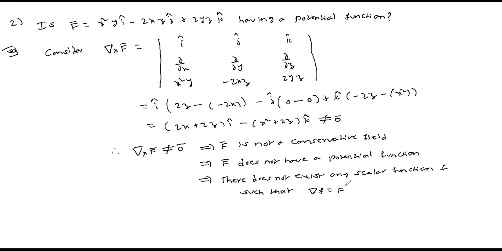Whatever method you try, that is not going to work out, because curl f bar is non-zero. It definitely will not have a potential function. So this is an example to say that not every vector function will have a potential function. If you want to find a potential function, make sure that it is irrotational. Irrotational means curl f bar must be 0 bar.